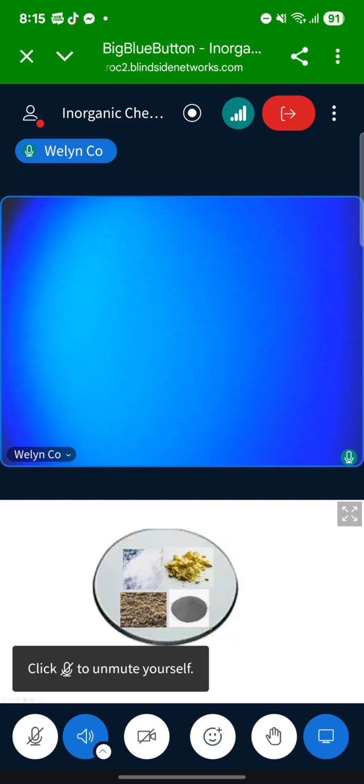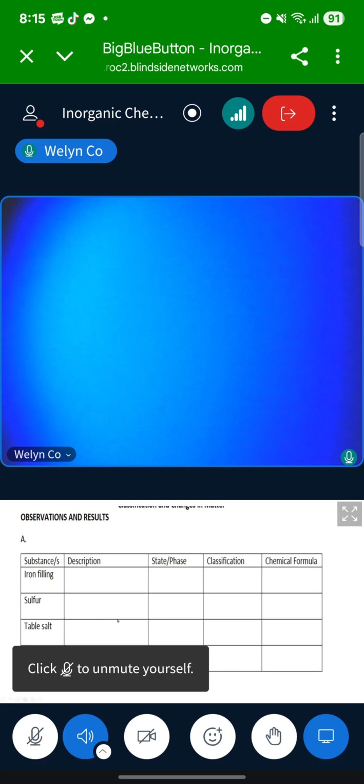So ito yon, di ba mga bata? You have your iron fillings, your sulfur, your salt, and you have your sand. Ito yung kanilang description. So you have the table wherein you can put the description of your substances. Apat ito quadrants. So meron tayong, okay, iron fillings.